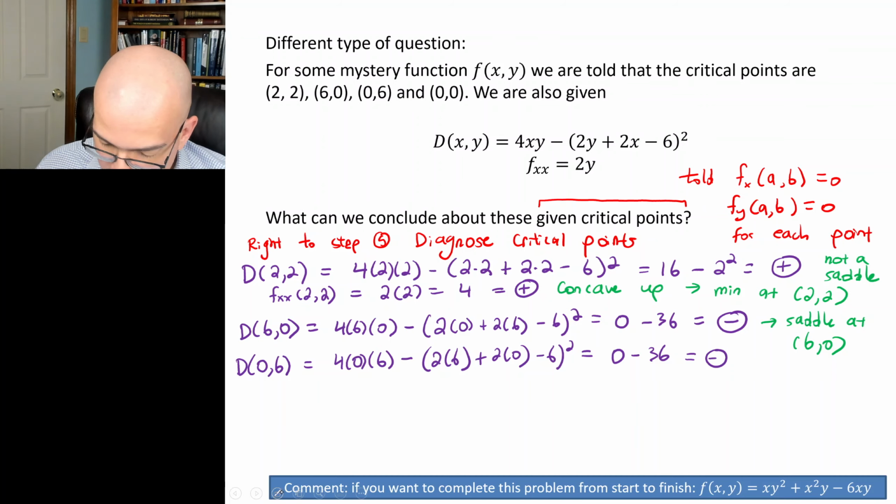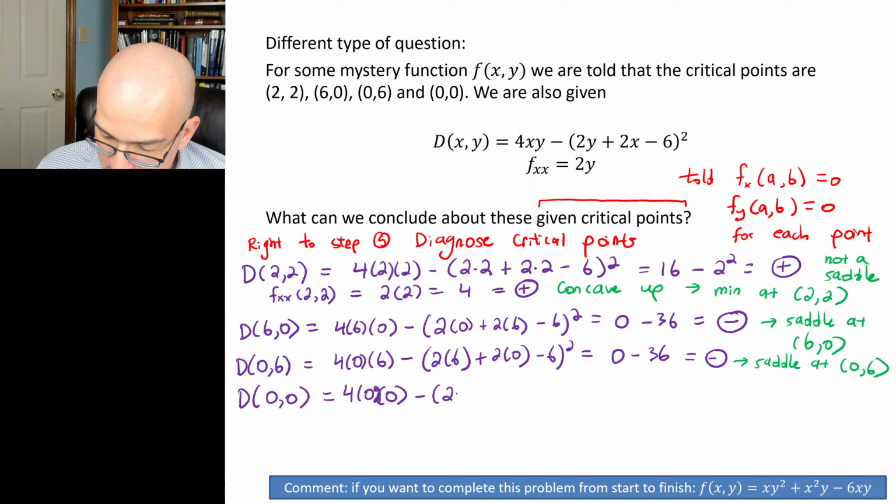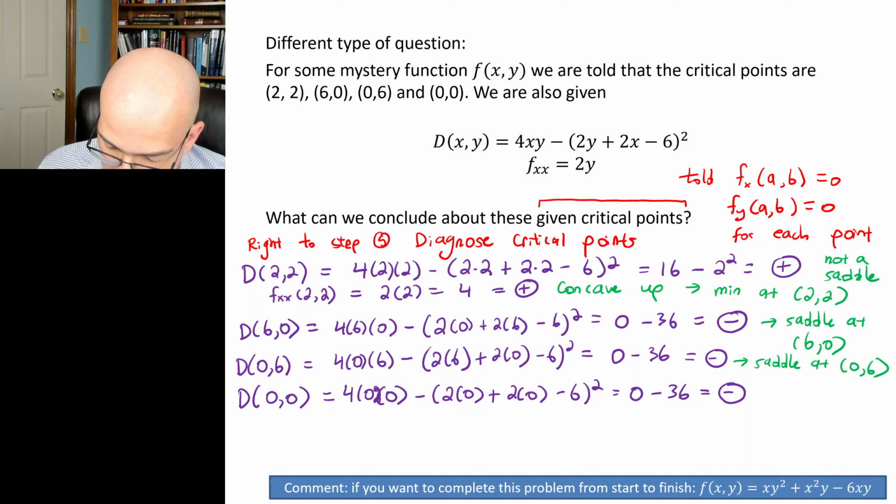Negative, so it's a saddle point at 0, 6. And we have one more point to check. D evaluated at 0, 0. So 4 times 0 times 0 minus 2 times 0 plus 2 times 0 minus 6 all squared. We get 0 minus 36, which is negative, so it's also a saddle.